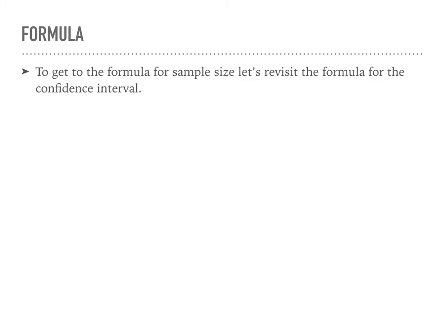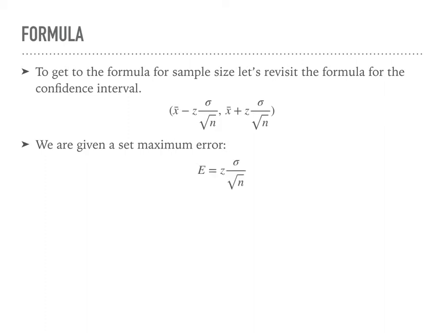Now, to get the formula for sample size, let's revisit the formula for the confidence interval when using the standard normal distribution. So our maximum error to either side is z times sigma over square root of n. So if we're trying to solve for n, we would have n equals the ratio z times sigma over e, the whole thing squared.